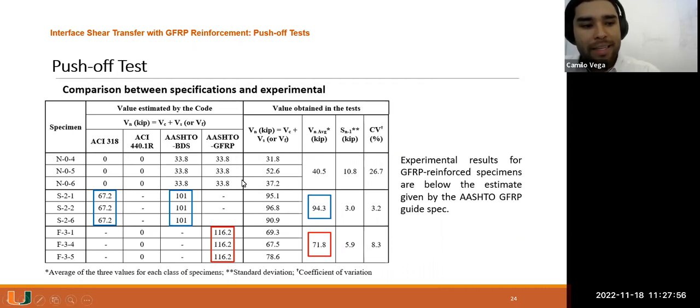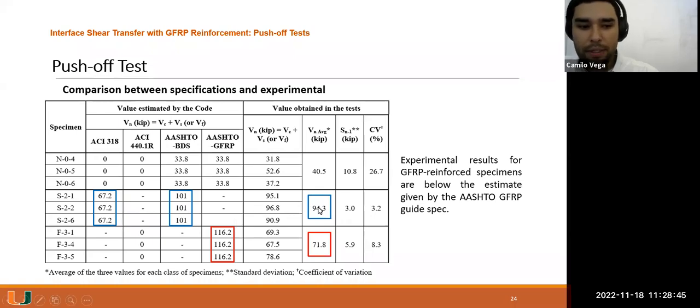It can be observed that the experimental results for the GFRP reinforced specimens, those in this red square, are clearly well below the estimate given by the AASHTO GFRP guide specification. In this case, you can see that the average ultimate load obtained in the experiment was about 72 kips, while the code estimates 116 kips. So this is only about 60% of the estimated value, confirming the overestimation of the code.